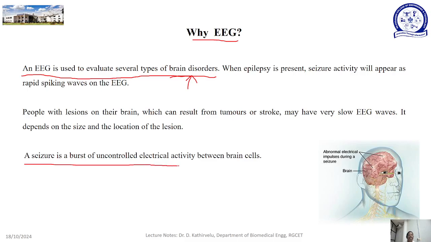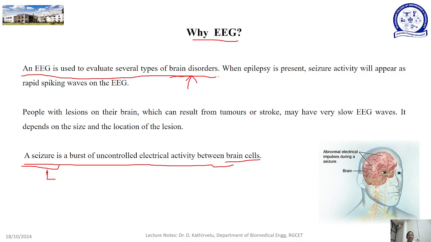A seizure is a sudden burst of nerve impulses, or an uncontrolled electrical activity between the brain cells. We learned that brain cells communicate with each other by means of electrical impulses. When there is a sudden burst of electrical impulses between the brain cells, we call that condition a seizure. Seizure is an indication of abnormal functioning of brain cells, which indicates a diseased or pathological condition.